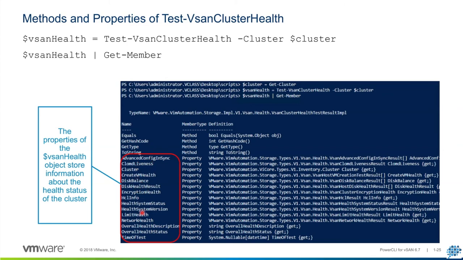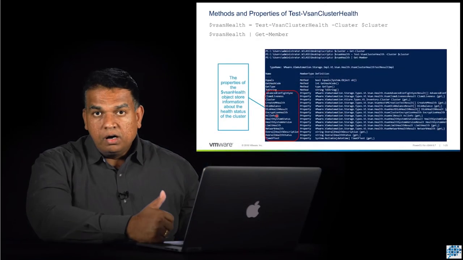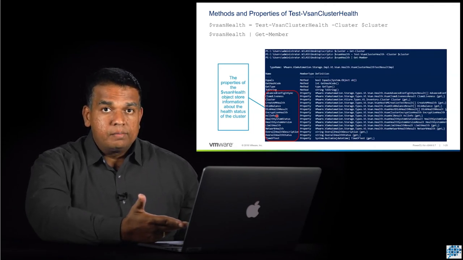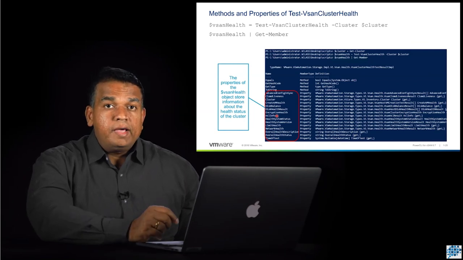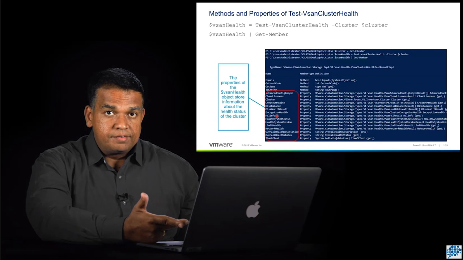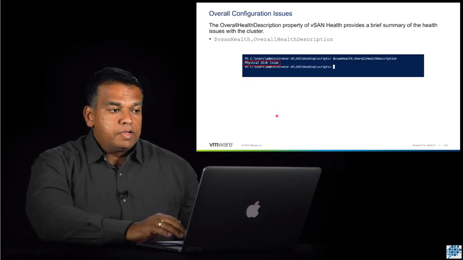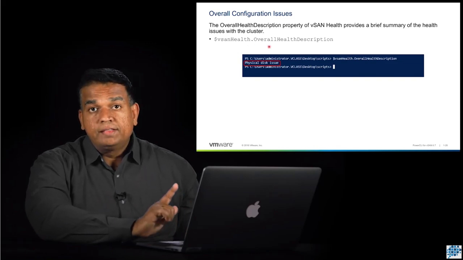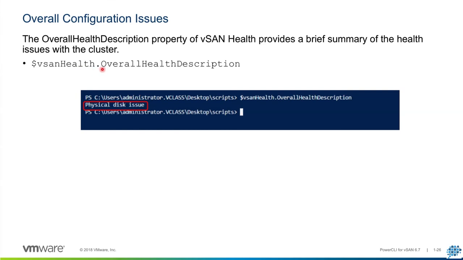So as you can see, all the vSAN health related properties are available here. For example, CLOMD liveness, create VM health, disk balance. A huge number of properties are available indicating what are the health issues with the cluster. You can narrow down and find out which properties you are interested in. For example, in my case, I'm just looking at the property overall health description. So I just type vsanHealth.OverallHealthDescription. It gives me a description saying physical disk issue.